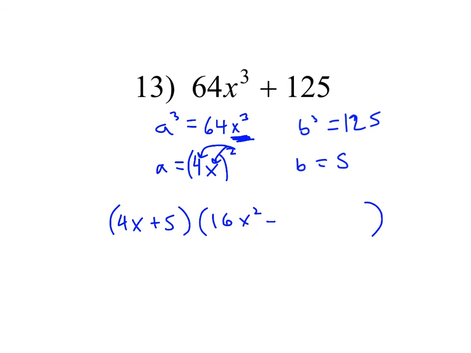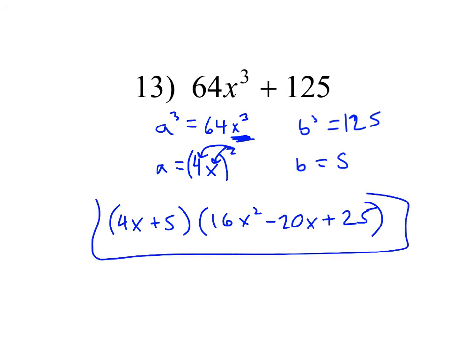Next, we have minus a times b. 4x times 5. 20. So 20x, perfect. And then plus b squared, 5 squared. 25. So this is our answer. Any questions here?